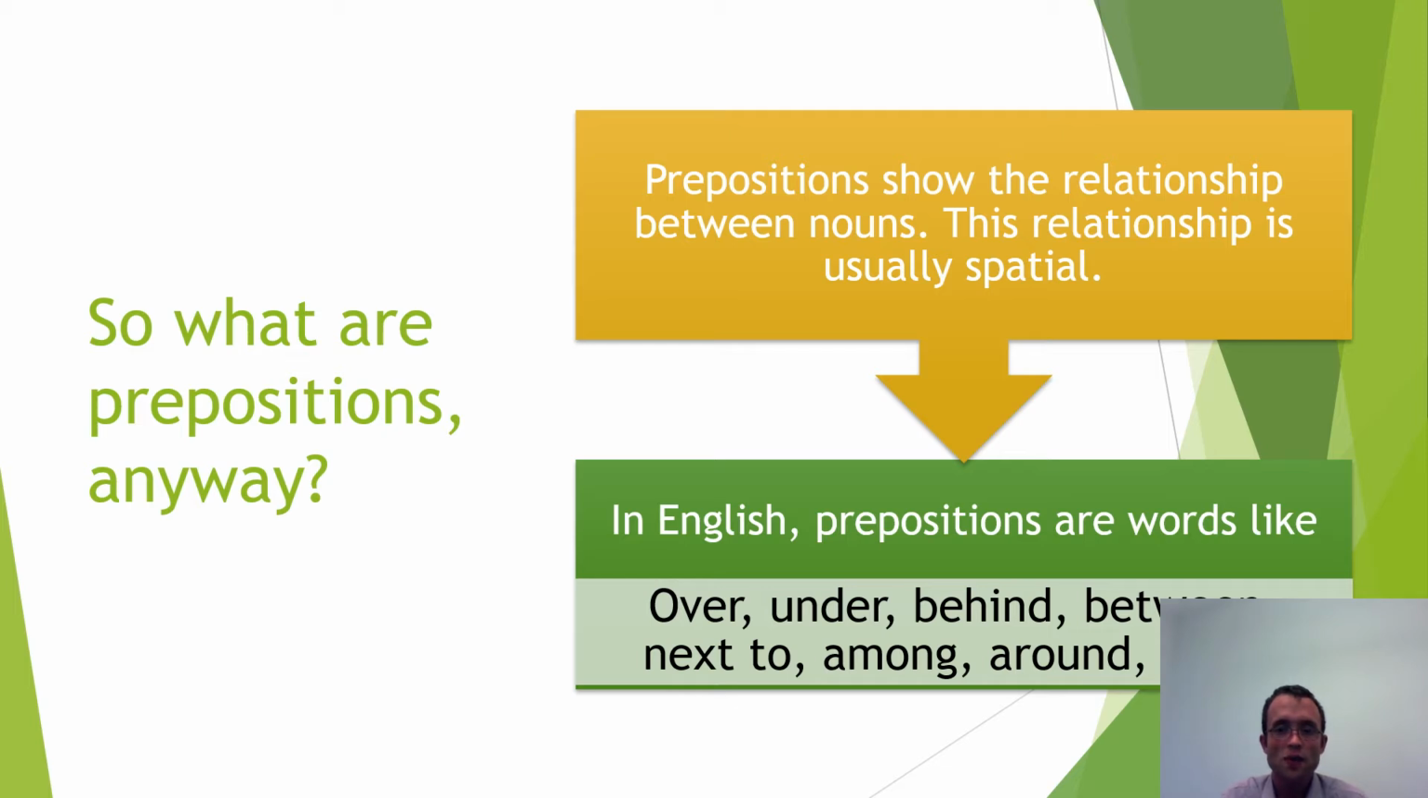So, what are prepositions anyway? Well, prepositions show the relationship between nouns. And this relationship is usually spatial. So it'll be like on something, over something, next to something, underneath something, behind something, in front of something. Those are all prepositions. Over, under, behind, between, that kind of thing. Next to, among, around, above, and so on.